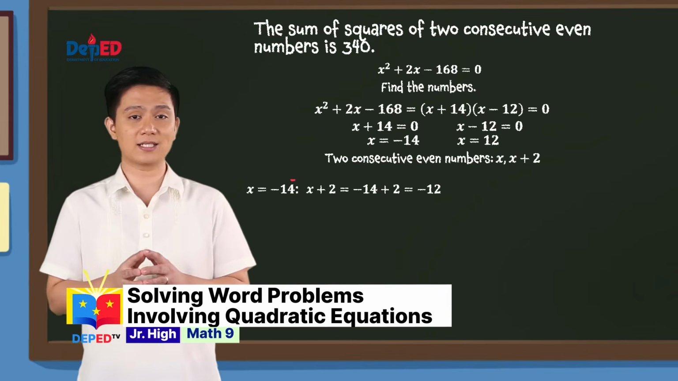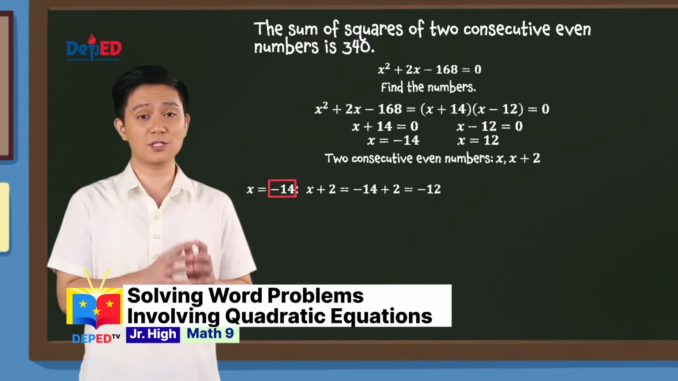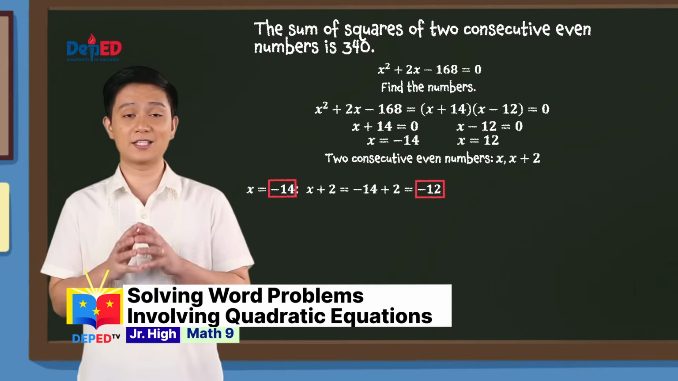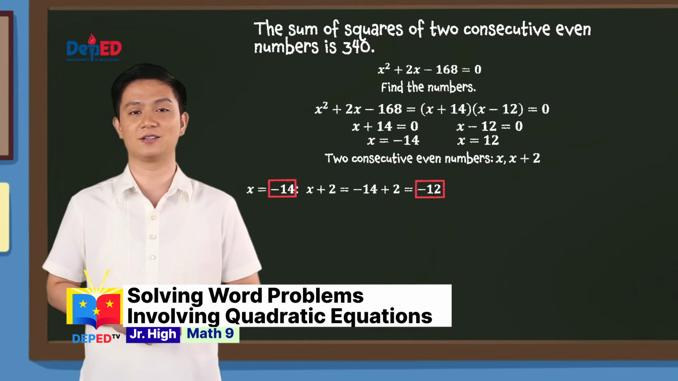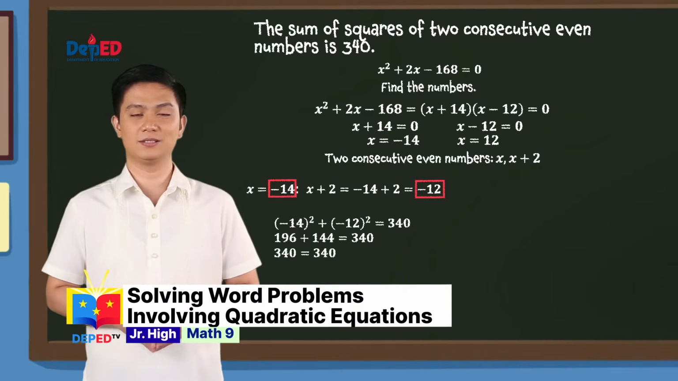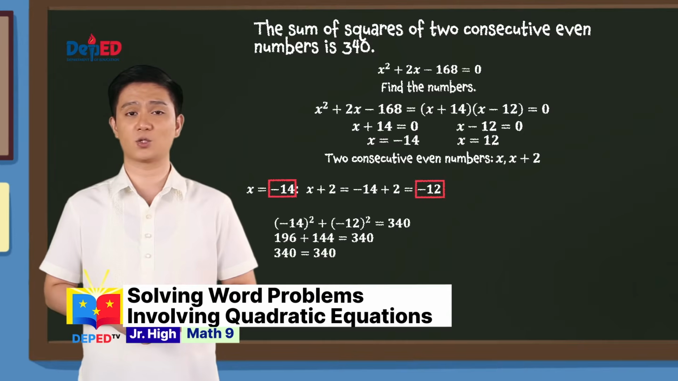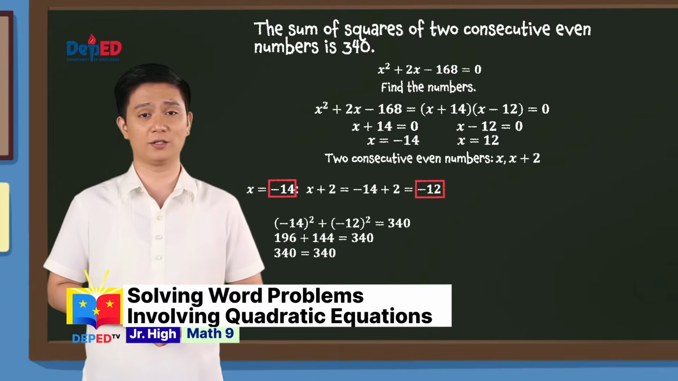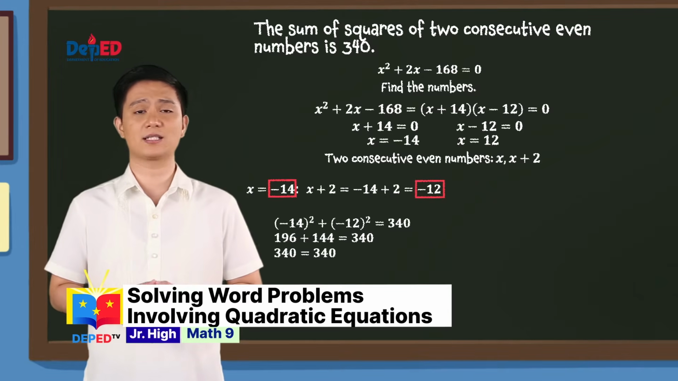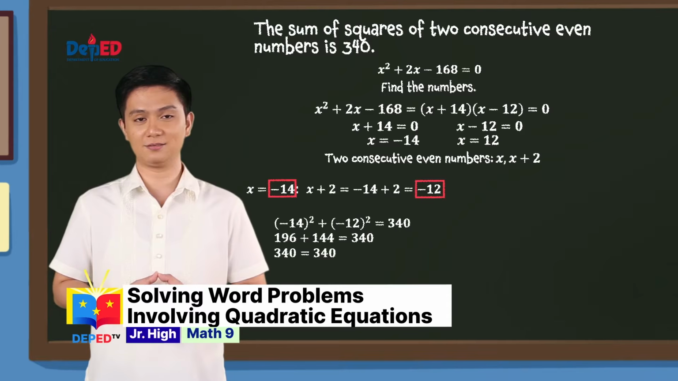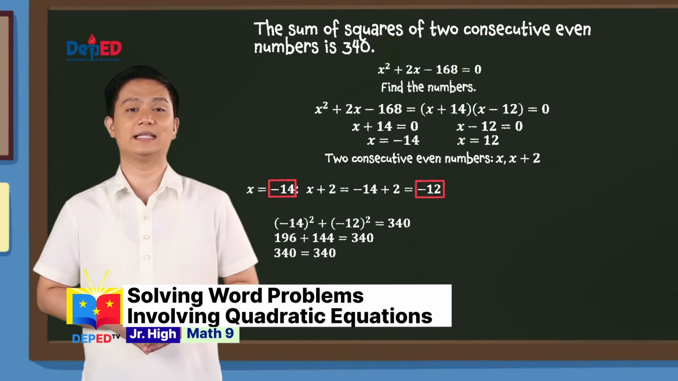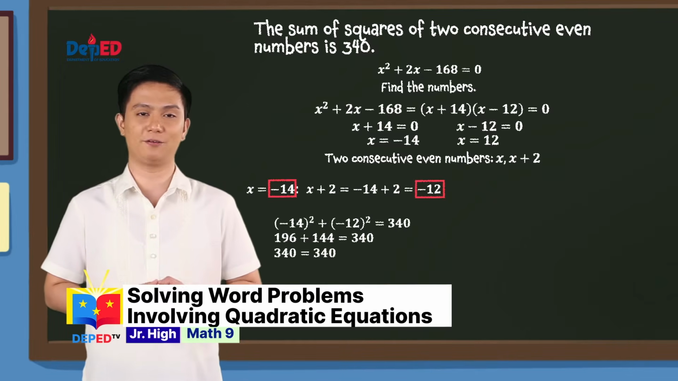Recall that we have represented the two consecutive even numbers as x and x plus 2. This means that when x is negative 14, x plus 2 must be equal to negative 14 plus 2 or negative 12. Let's see if they satisfy the condition that the sum of the squares is 340. We have the square of negative 14 plus the square of negative 12. Is it equal to 340? 196 plus 144. Is the sum equal to 340? Yes, the sum is 340, so they are correct. Indeed, negative 14 and negative 12 are the numbers we are looking for.